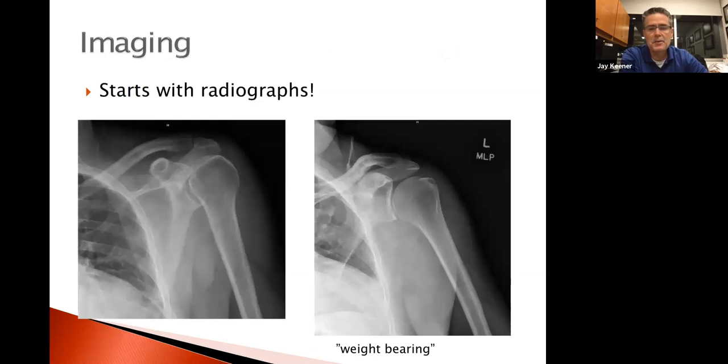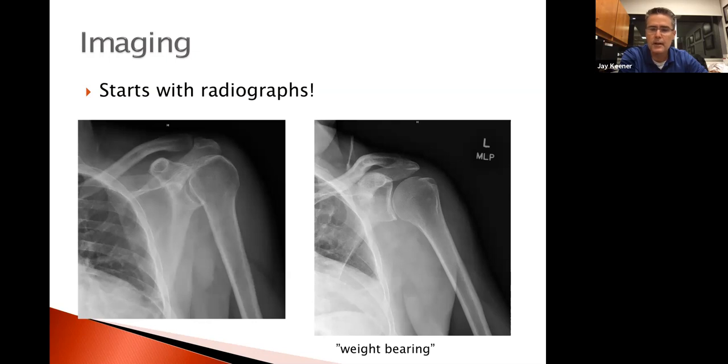All right, so I'm going to talk a little bit about imaging. As we know, being orthopedists, imaging starts with radiographs. The classic 4-view series is what I typically obtain in the clinic. So the image on the left is your AP view, which is shot AP to the chest with the arm in a sling position. And this shows you a good image of the greater tuberosity, especially the posterior aspect of the greater tuberosity.